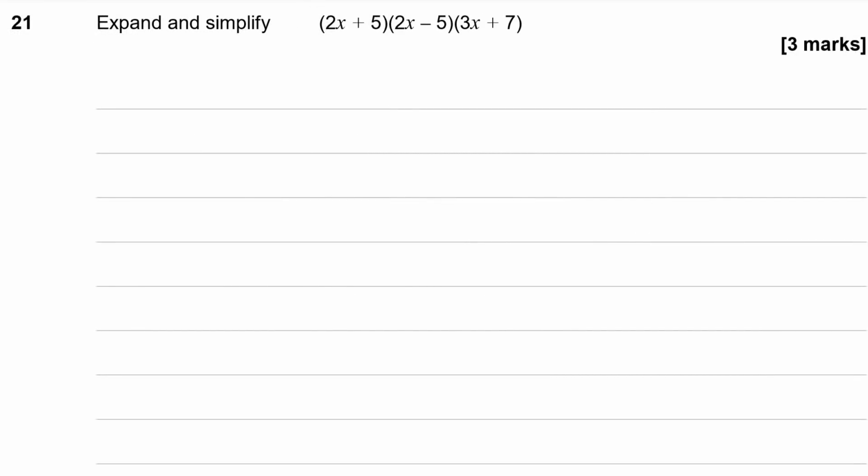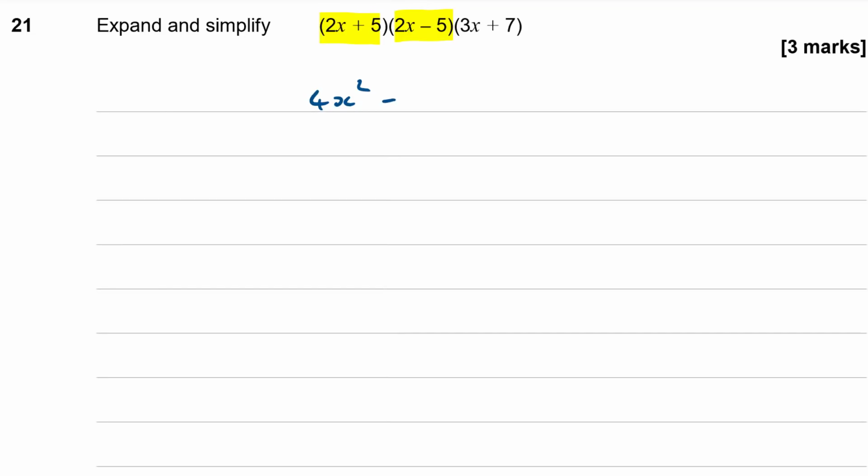Okay, a bit more algebra now. I need to expand and simplify these three brackets. I need to basically multiply it out using double brackets and then another bracket. So it's a little bit easier than it first looks, because actually this part is what we call a difference of two squares, so the middle part is going to disappear, isn't it? So 2x times 2x is 4x squared, and then the two middle terms are going to disappear because I'm going to get a plus 10x and a minus 10x, and it's just going to leave me with the minus 25 part.